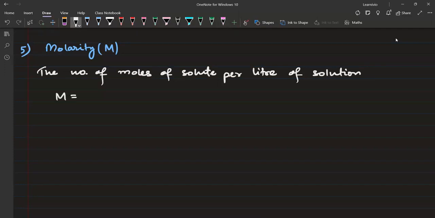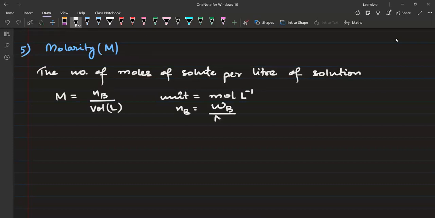So M is equal to the number of moles of solute, that is nB, divided by the volume of solution in liters. The unit is going to be moles per liter, moles liter inverse. Now we know that number of moles is equal to the given mass of the solute divided by the molar mass of the solute. So I can rewrite this equation: M is equal to the given mass of the solute divided by the molar mass of the solute multiplied by the volume of solution in liters.